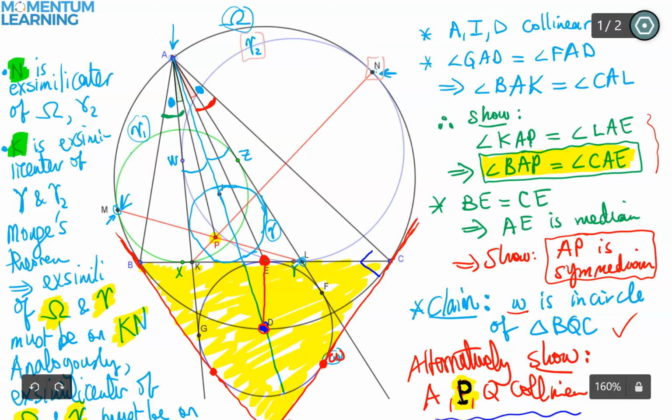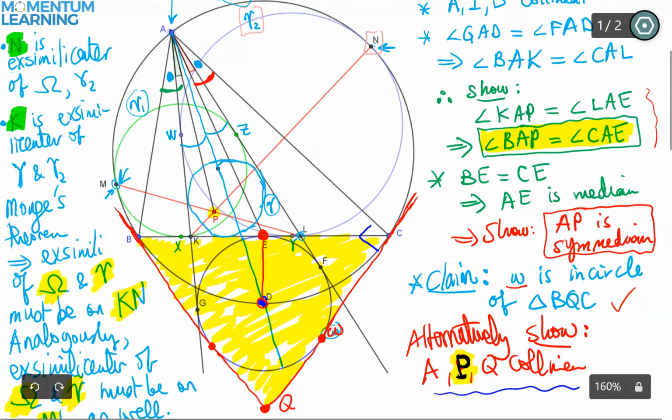Wow. So P didn't know it was Hercules. It turned out to be an extremely significant point. P is, again, let's repeat, the exsimilicenter between those two circles, the circumcircle of ABC and the incircle of KAL. Wow. Okay, but now we can wrap up our argument.